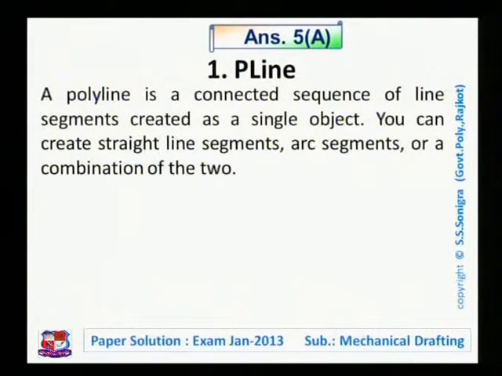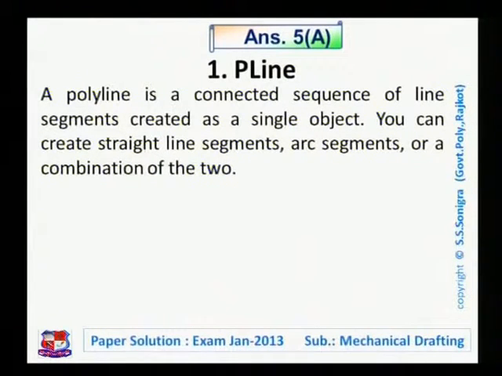P-line stands for polyline. A polyline is a connected sequence of line segments created as a single object. You can create straight line segments, arc segments, or a combination of the two. Means with the help of P-line we can draw a line and arc with the same content. Both would be considered as the same element.